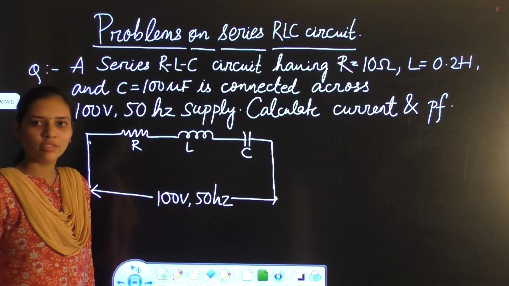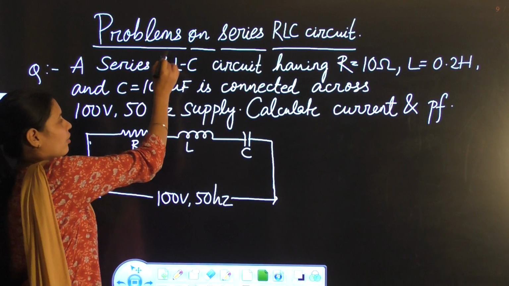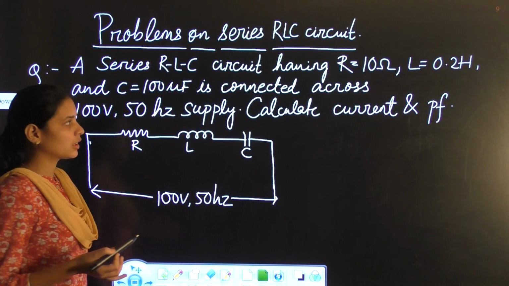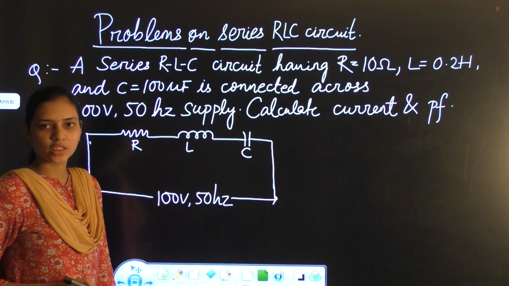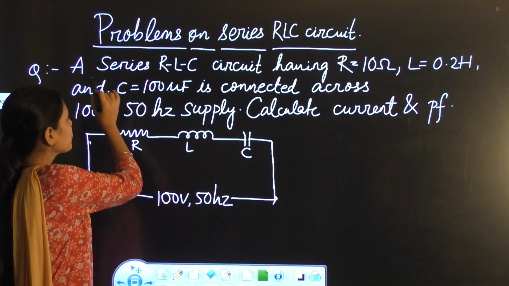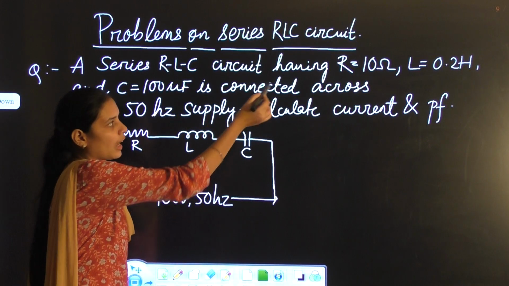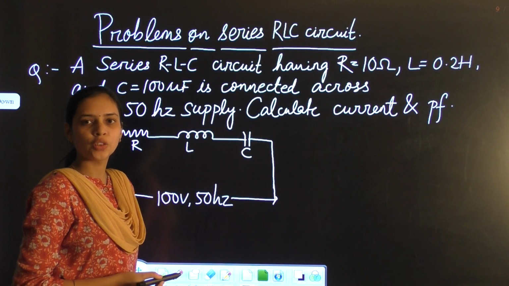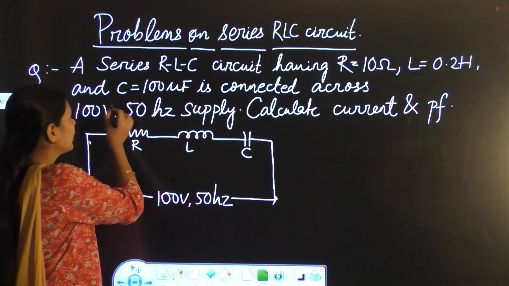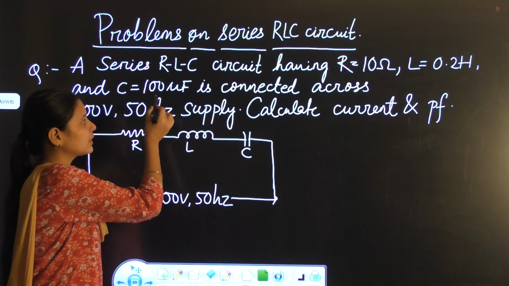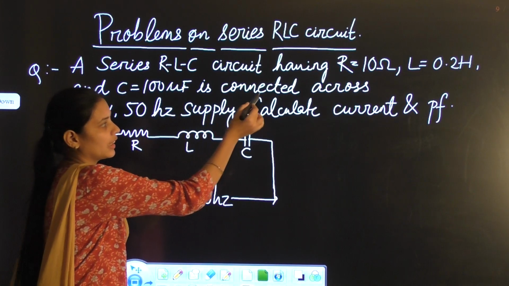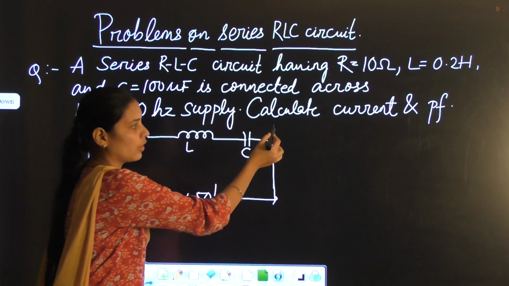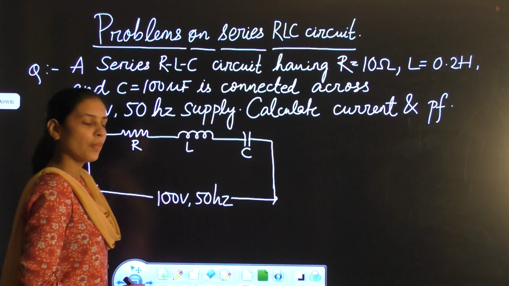Good morning students. Today we will be discussing a problem on a series RLC circuit. Before discussing, let us first understand what the question is saying. A series RLC circuit having a resistance R equal to 10 ohm, L is 0.2 Henry, and capacitance C is 10 microfarad, is connected across a 100 volt 50 hertz supply, and you have to calculate the current and the power factor.